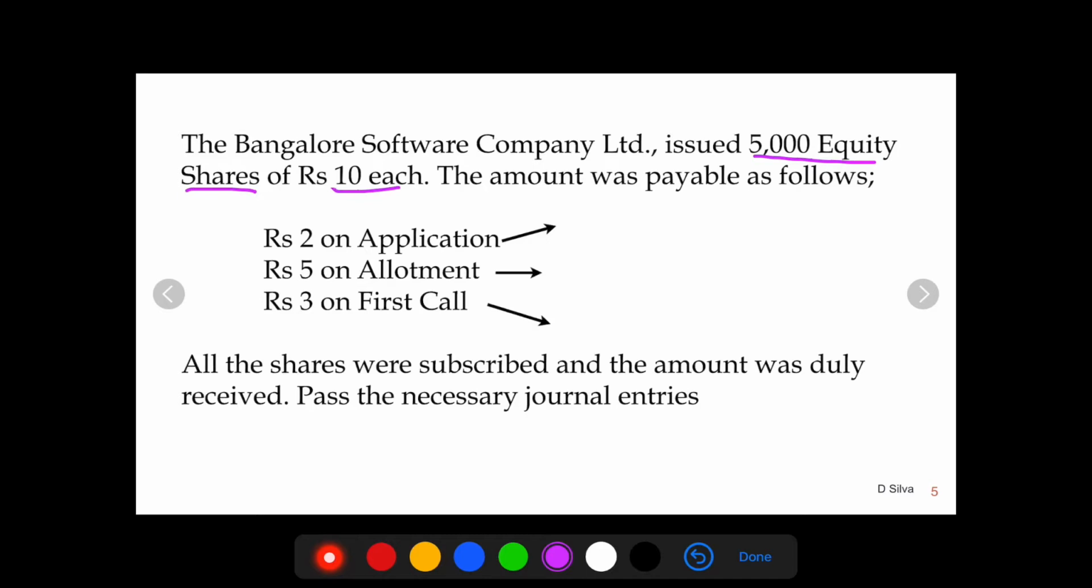So that means this is the way Bangalore Software Company is going to collect the money from the public. So let's see whether the issue price is equal to our nominal value. If you just take the sum of this, 2 plus 5 plus 3 is 10. That means our nominal value or the face value is equal to the issue price. That means the shares are being issued at par.